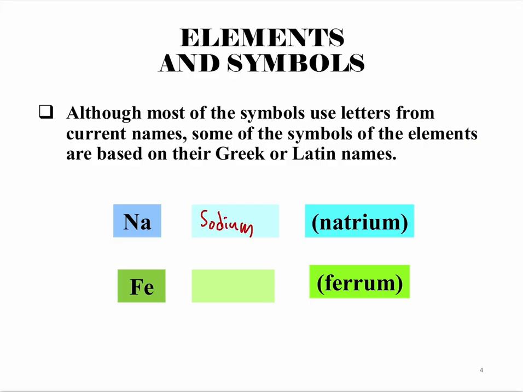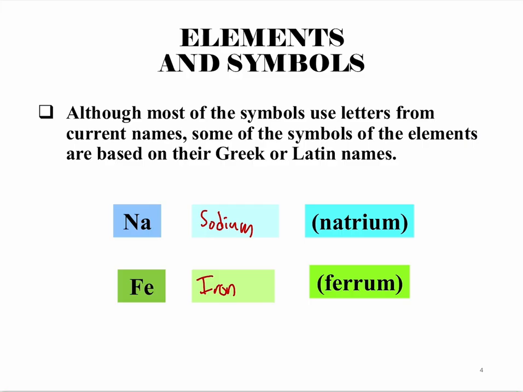Iron is Fe, or ferrum, is the Greek name for that, right? A lot of these don't necessarily make sense because we don't speak in Latin or Greek, but that's where the elemental symbol comes from. That's because a lot of these things were used before we had the specific study of chemistry.